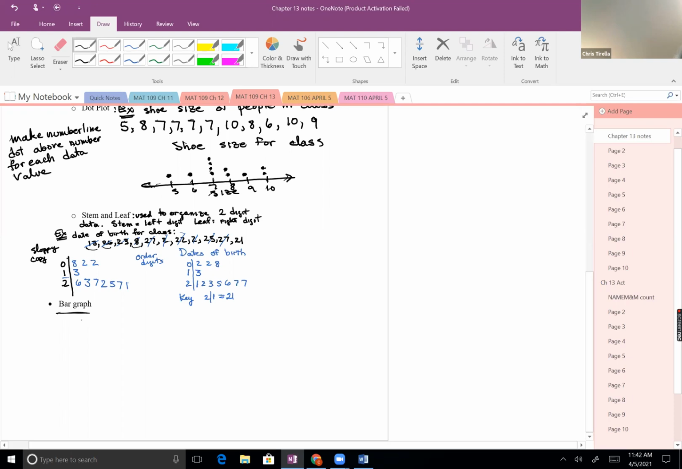next is a bar graph. And for a bar graph, one axis would be the data, which can be categorical or numeric. And it doesn't matter whether it's vertical or horizontal. With a bar graph, you can have your bars going in either direction. And then the other axis is the frequency.